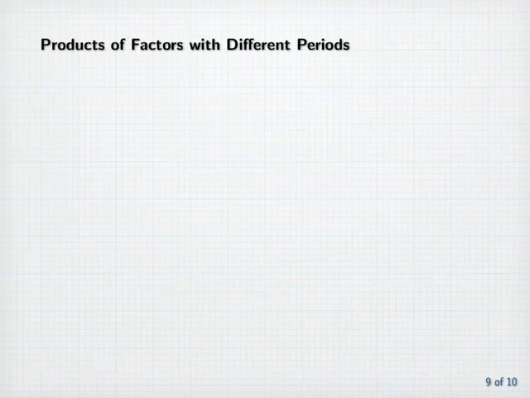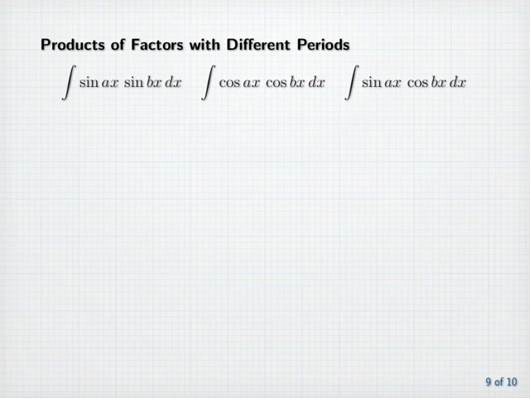Products of factors with different periods. Here we're going to consider problems of the following forms. Integrands involving a product of two sines or two cosines, or a sine and a cosine, where the two factors have different periods. That is, there's a different coefficient of x inside of each of the two factors.